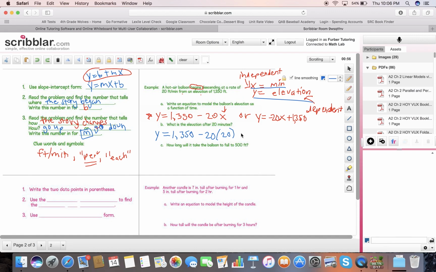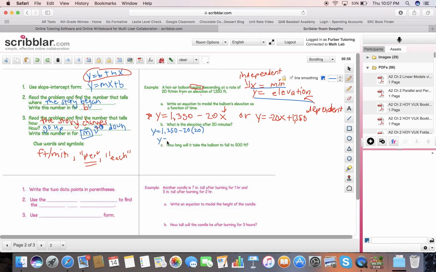So if I go ahead and solve this, I'm going to get 1,350. You know what? Let me make this a little smaller. Hang on. I'm going to squeeze my equation in there a little better, so I have more room. So I'm going to be taking 1,350 minus 20, and then I'm filling in a 20 for the minutes.